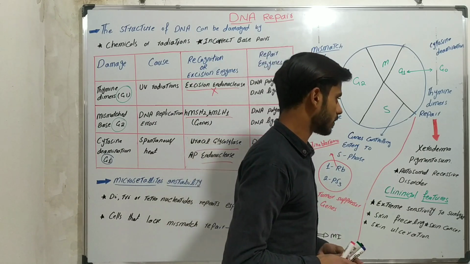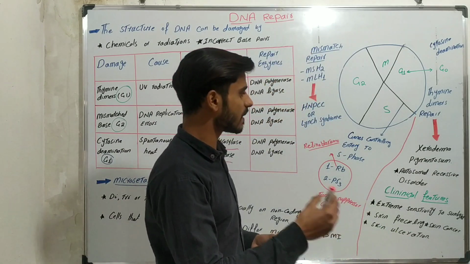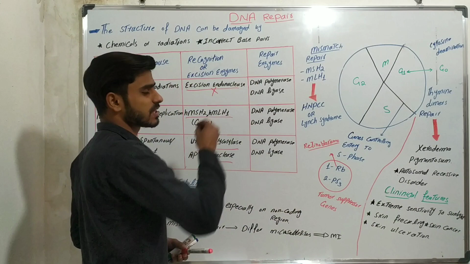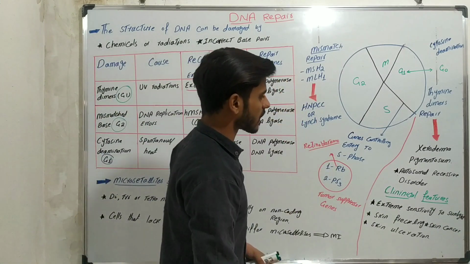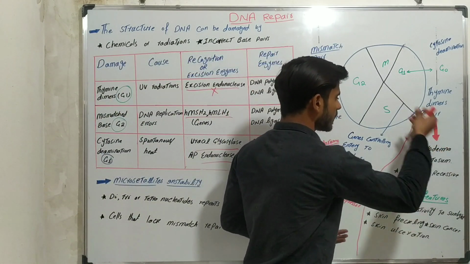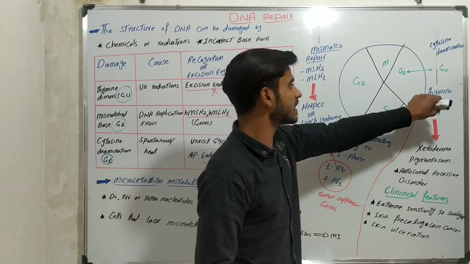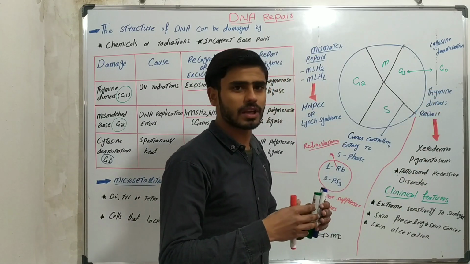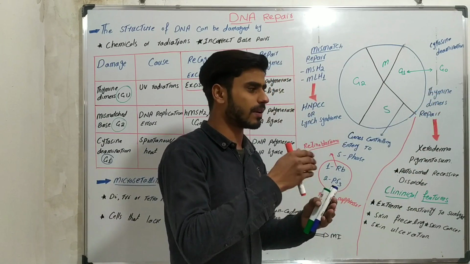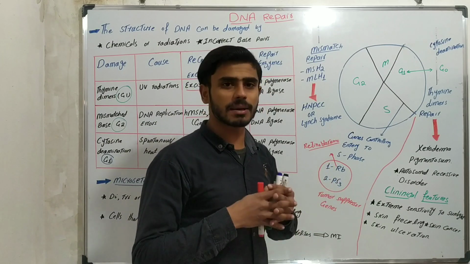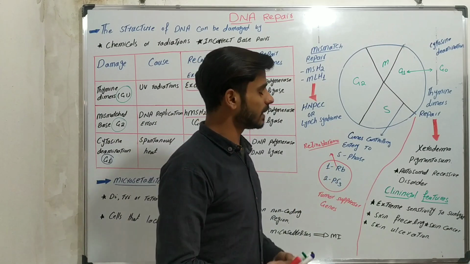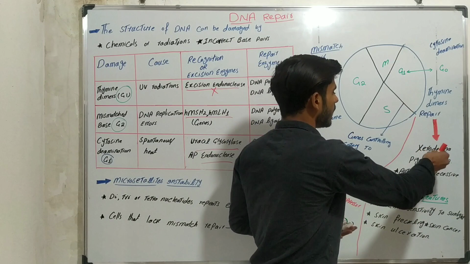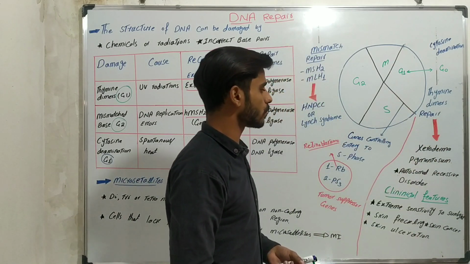xeroderma pigmentosum. This disease will happen if this enzyme is defective. And what is this disease? In this disease, thymine damage will be formed, meaning that thymine will form a double bond with thymine. These thymine dimers will remain in the DNA of the cell, and they will cause xeroderma pigmentosum.